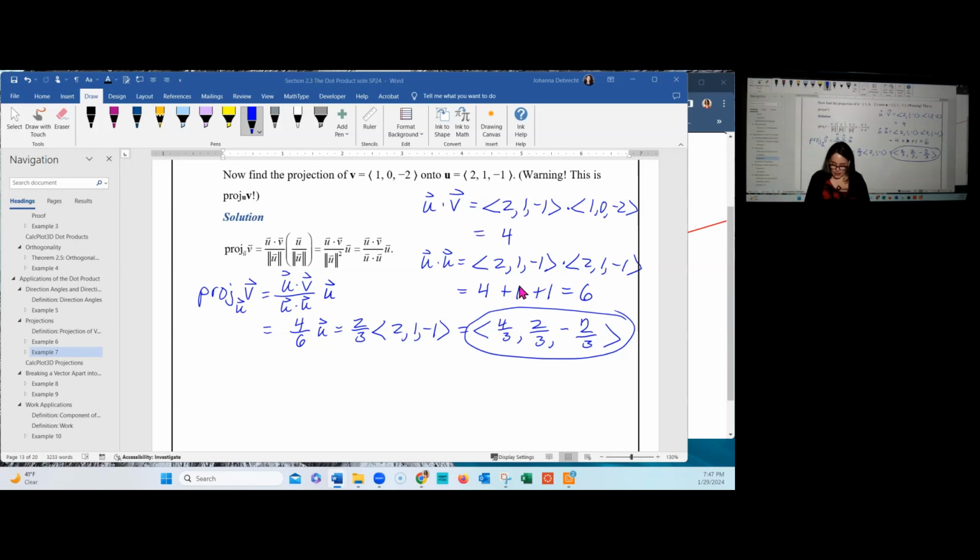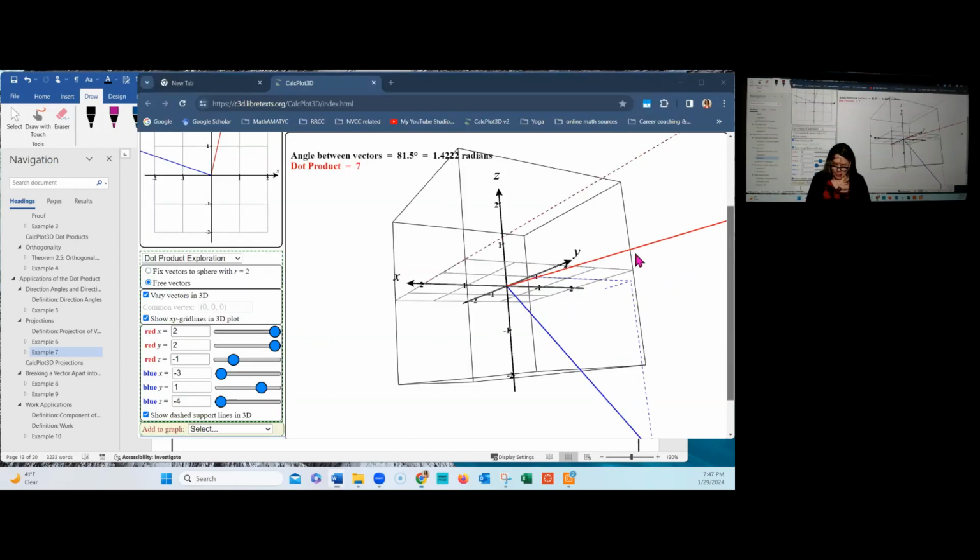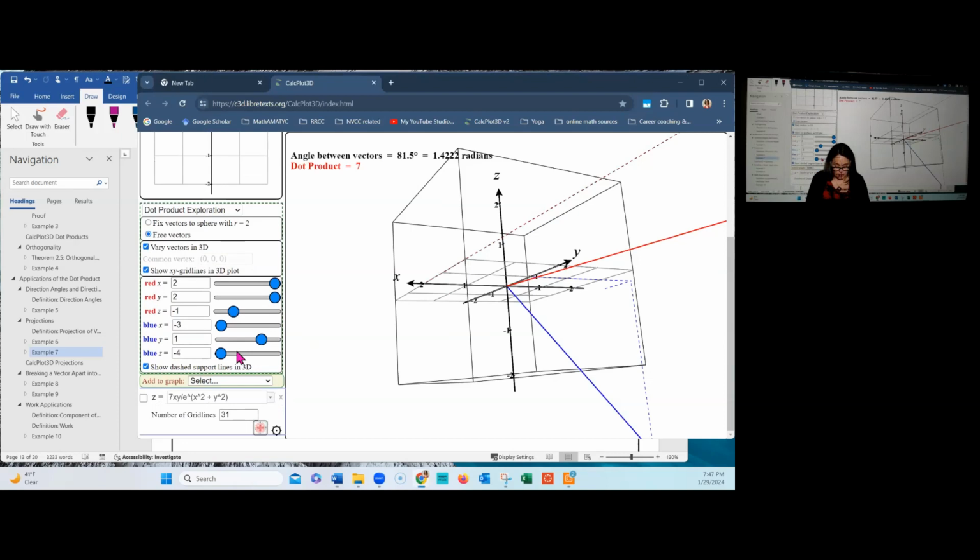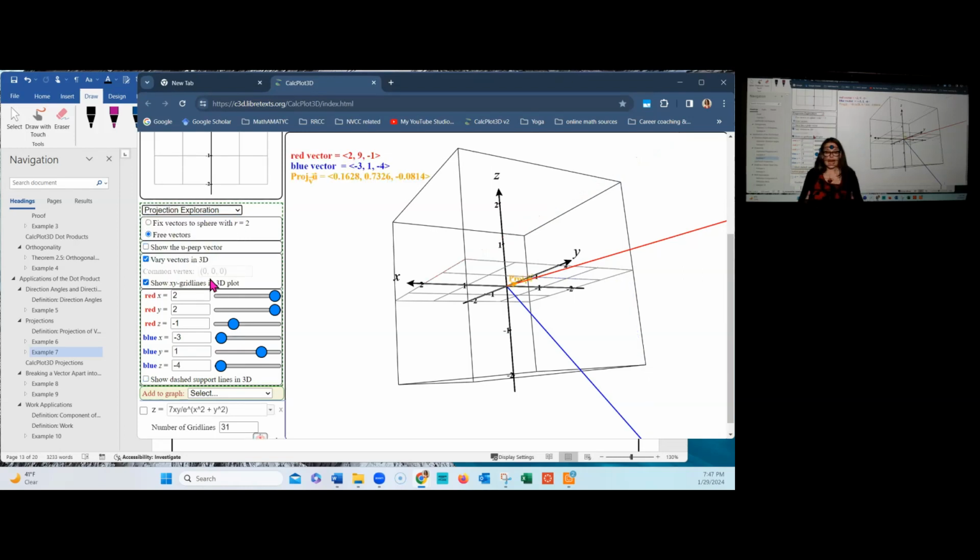Okay, let's now take a look at this example in an exploration on Calc3D. So we're going to come back to Calc3D, and we're going to click again in the Vector Explorations box. And this time we're going to take the Projection Exploration option, which is down here at the bottom. So I'm going to click on that. Notice it kept my choices for free vectors and vary the vectors in 3D. Now it's got the red vector and the blue vector, but we want a projection. So unfortunately, in this particular case, you have to know which way Calc3D is computing these. So let me make sure that you understand.